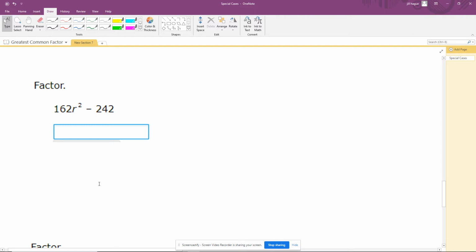You get your calculator out and you realize I can't take this. Well, first you realize the middle term's missing. So we know my final answer is going to be 2 binomials. Okay. And we take the square root of 162r squared, and we take the square root of 242. Now when you do that, your calculator is going to return a decimal. So that has to trigger something in your brain. Okay. We can't do that. So what do?